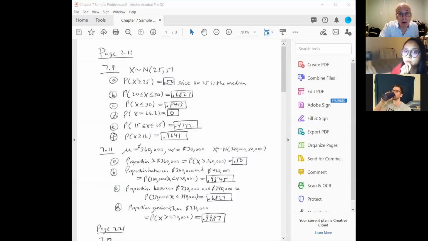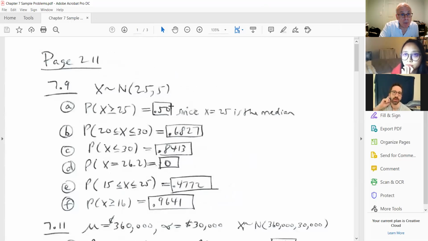Where is it? This here. This is going to be the solution page, by the way. Let's move this out of the way. This symbol here, let me tell you what this means. Instead of writing out X is a normal distribution with a mean of 25 and a standard deviation of 5, typically people write it this way.